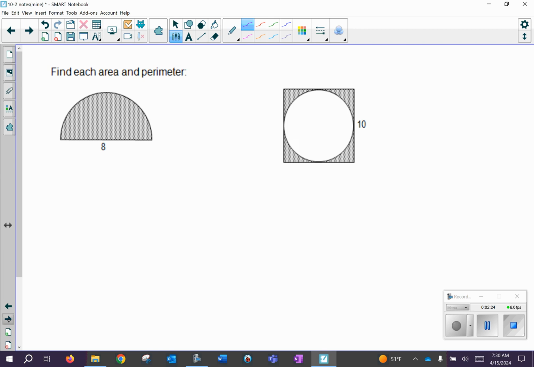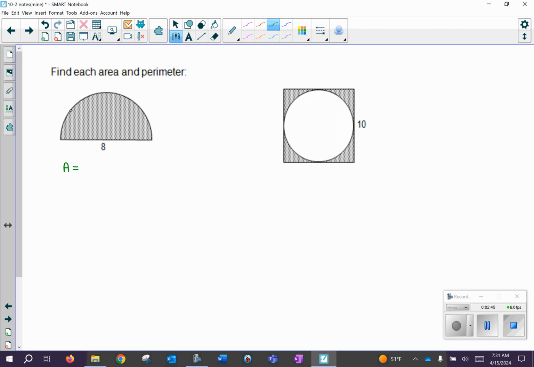All right, so for this one, find each area and perimeter. Again, it's of the shaded region that we're talking about. I highly suggest, again, that you start with writing the original equation. So for instance, area of a circle, we know, is pi r squared.